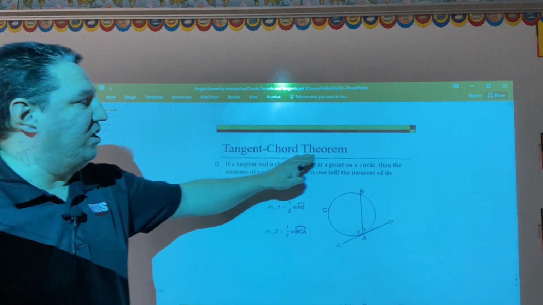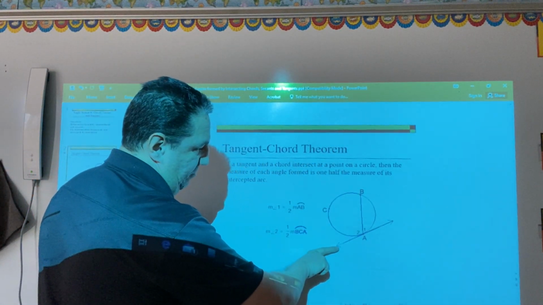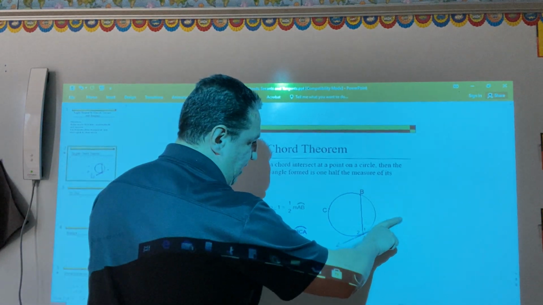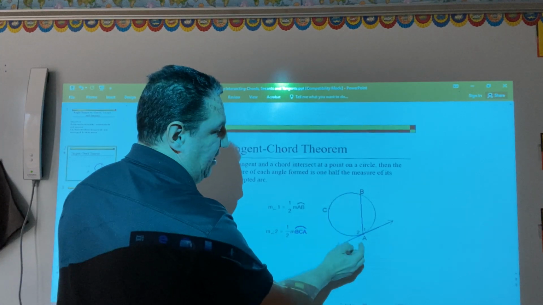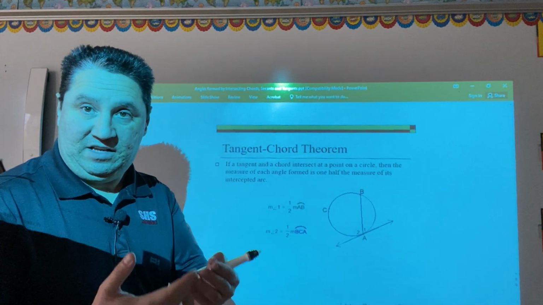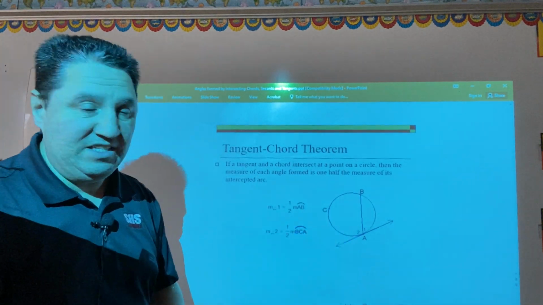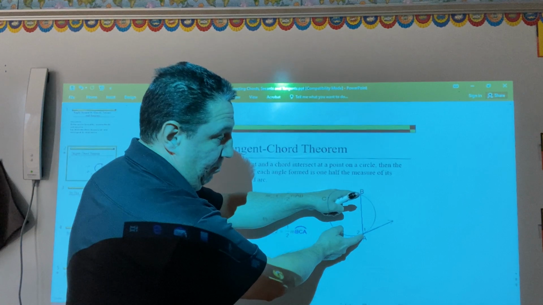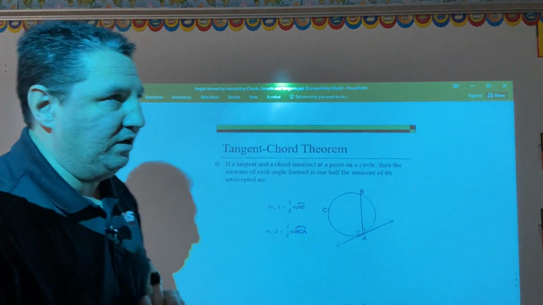And we have a theorem. As we see here in this picture, this is a tangent, right? And this is a chord. Why is it a chord? Because it intersects the circle in two different points, and this chord has its endpoints on the circle.